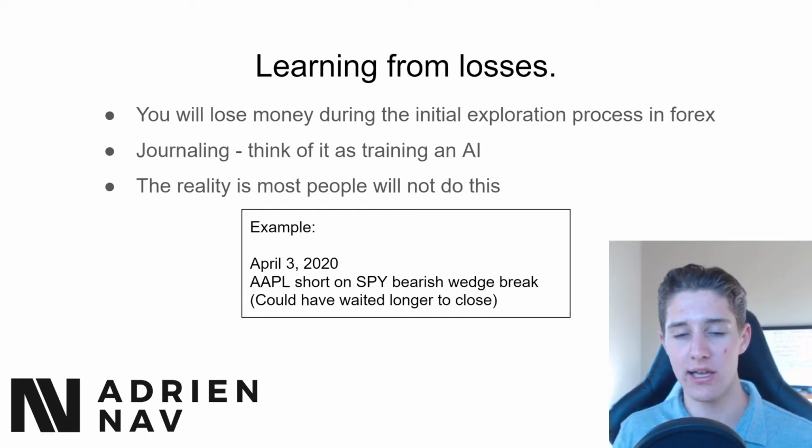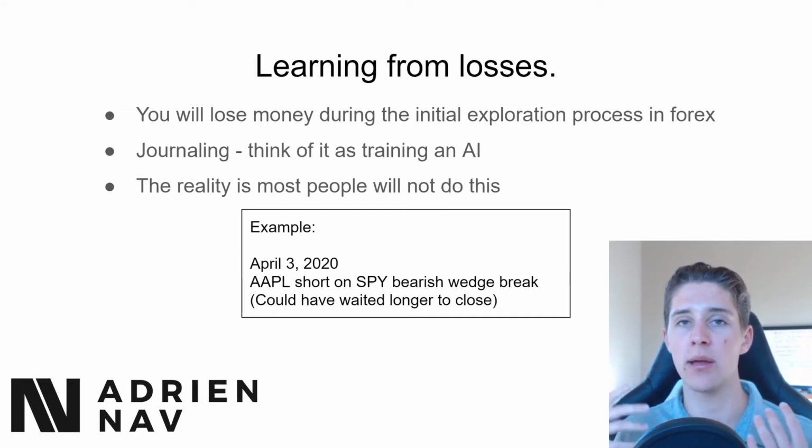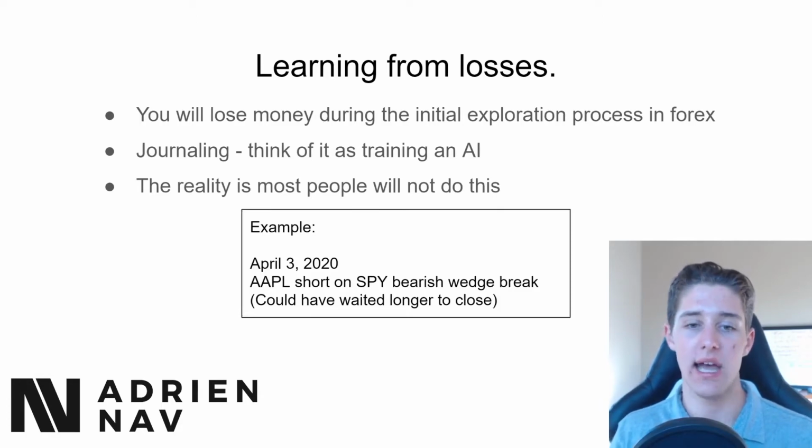and there was a bearish wedge on the SPY. And generally I was already bearish on the SPY at this point. I shorted Apple after the SPY broke this wedge downwards. And so this was a profitable trade. However, I had another note saying that I could have waited longer to close this position because I felt that I actually was a little bit too reactive and I closed this position early.